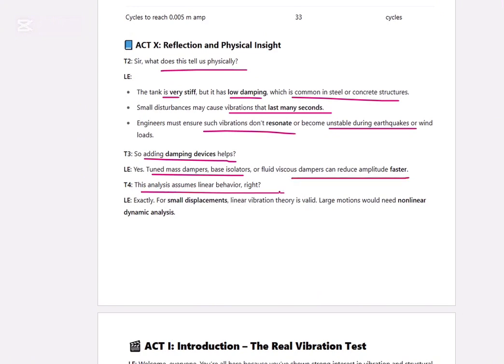This analysis assumes linear behavior, right? For small displacements, linear vibration theory is valid. For large motions, we would need nonlinear dynamic analysis.